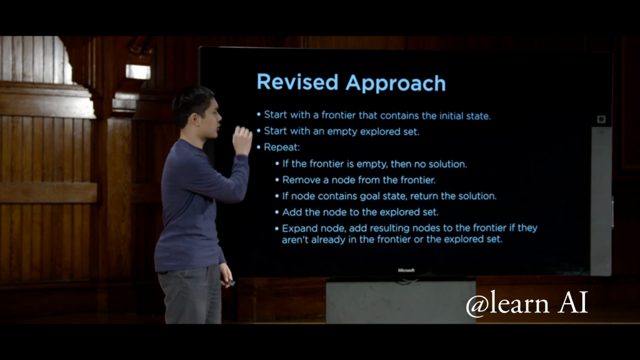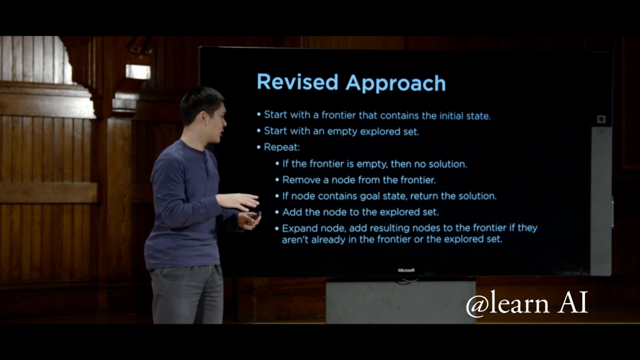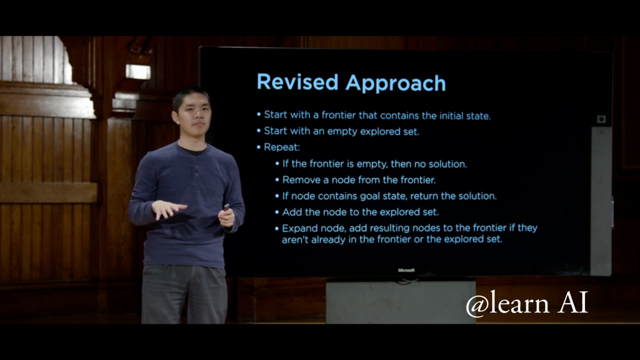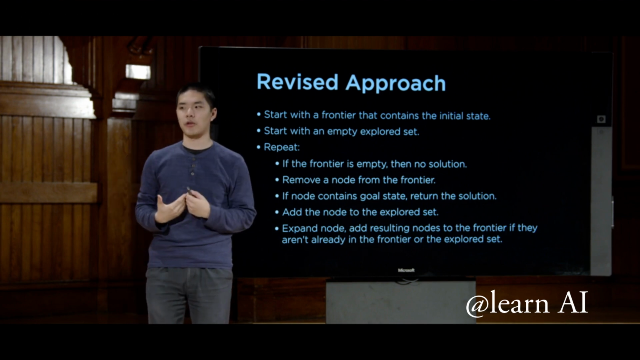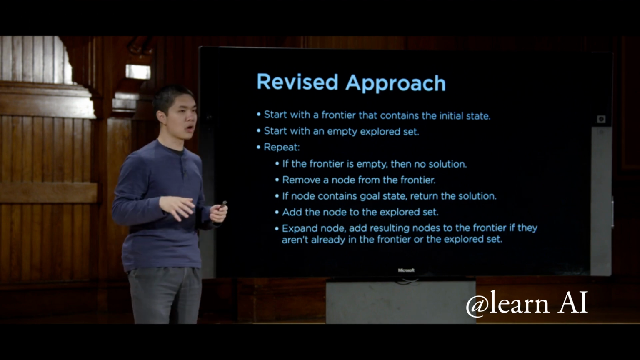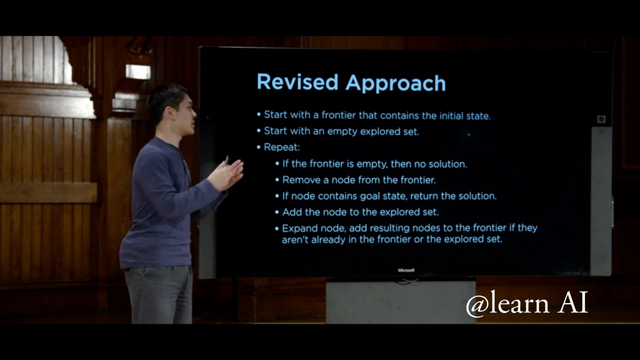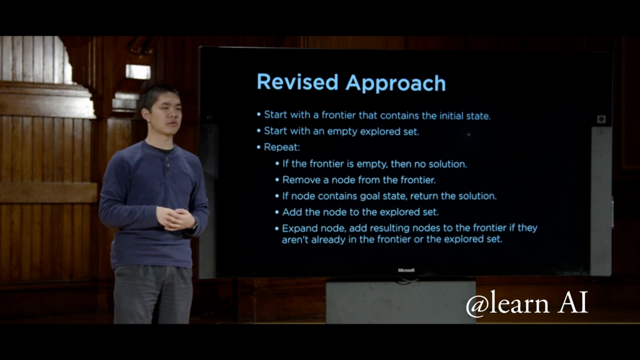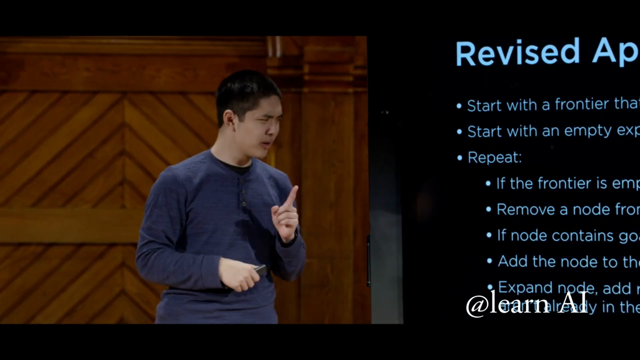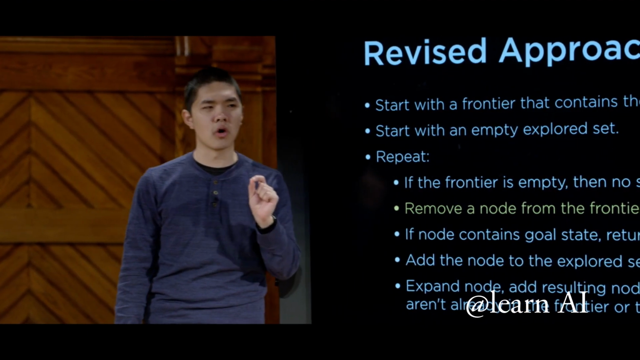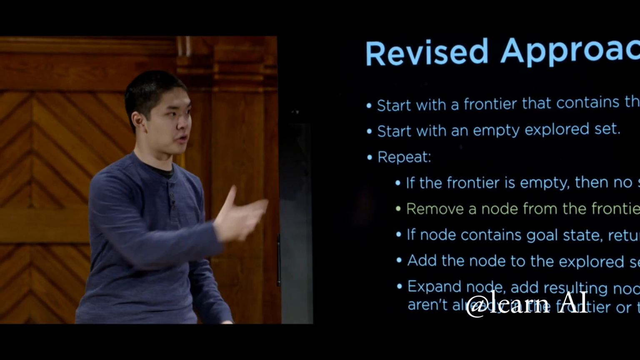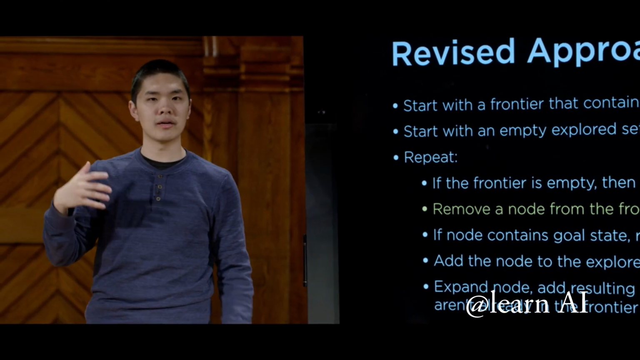So we'll check both the frontier and the explored set, make sure that the node isn't already in one of those two, and so long as it isn't, then we'll go ahead and add it to the frontier, but not otherwise. And so that revised approach is ultimately what's going to help make sure that we don't go back and forth between two nodes. Now, the one point that I've kind of glossed over here so far is this step here, removing a node from the frontier. Before, I just chose arbitrarily, like let's just remove a node, and that's it.